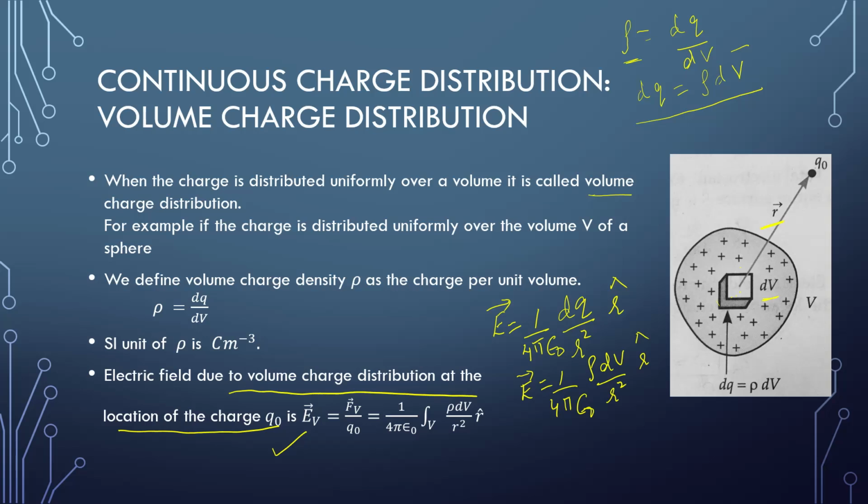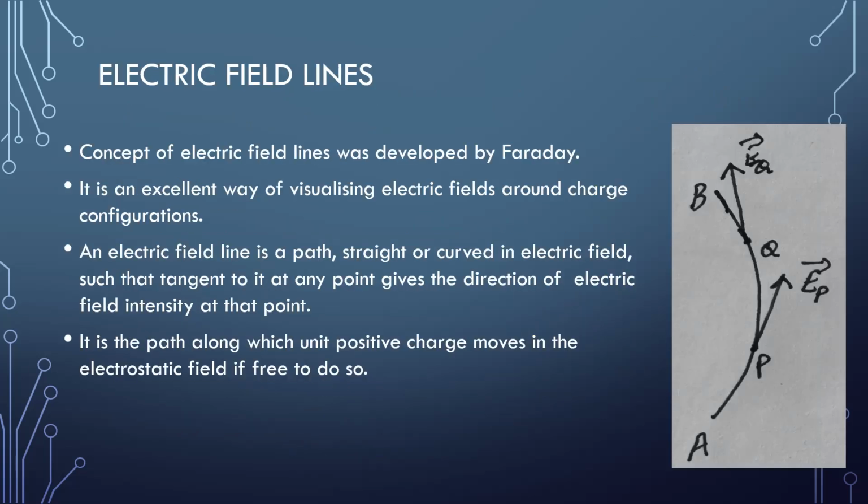I will get this. But if I have to write down the field due to the entire volume, then I have divided the whole volume into small volume elements, and I have to write down due to the entire volume, which I have over here. So in that case, the integral sign will come over the entire volume. 1 upon 4 pi epsilon naught will be outside the integral sign, integral over the entire volume, rho into dV upon r square into r cap. So this expression we get, right. So this is due to the volume charge distribution.